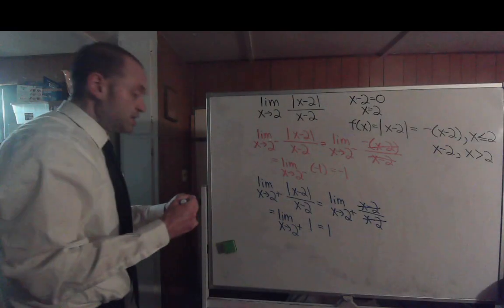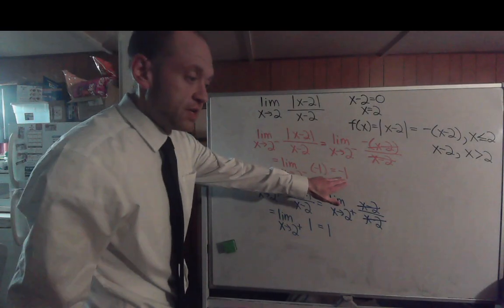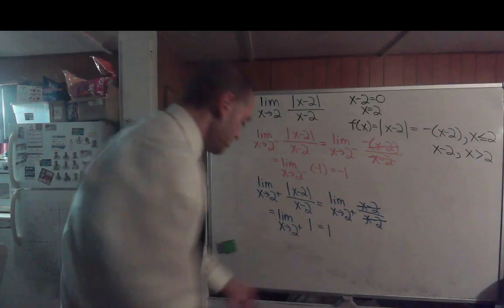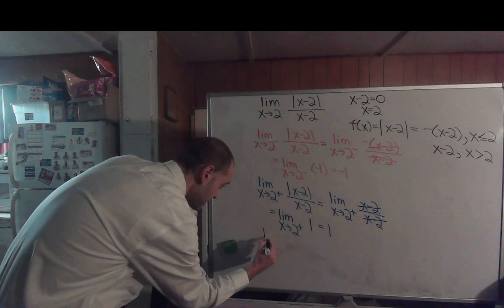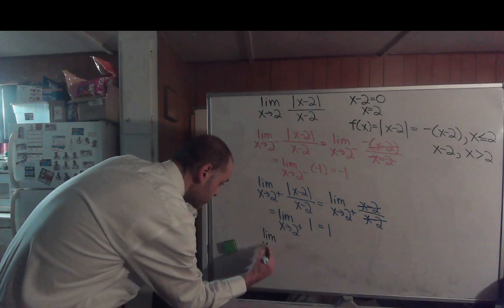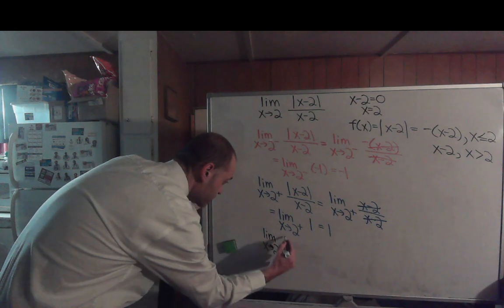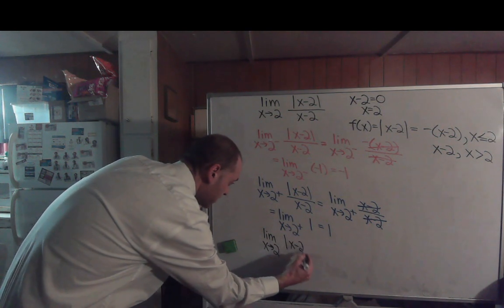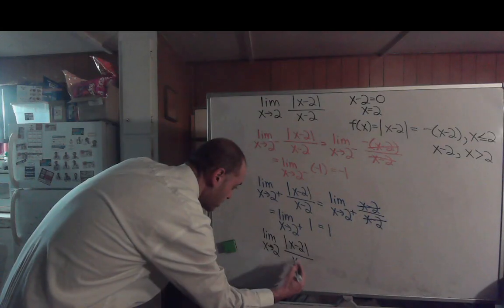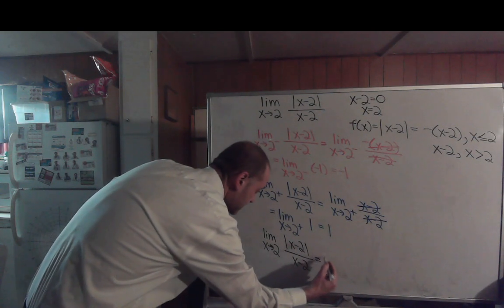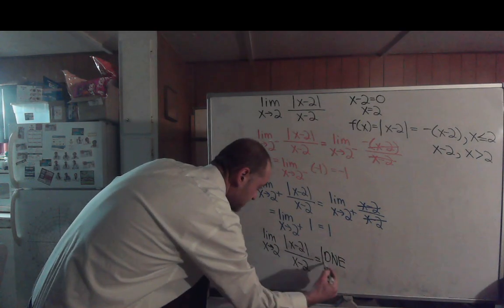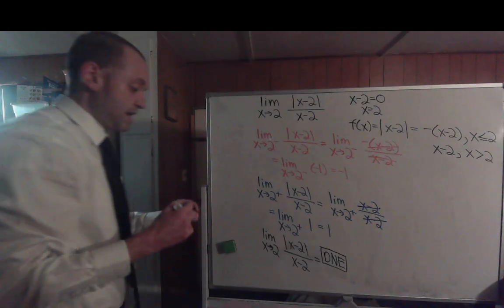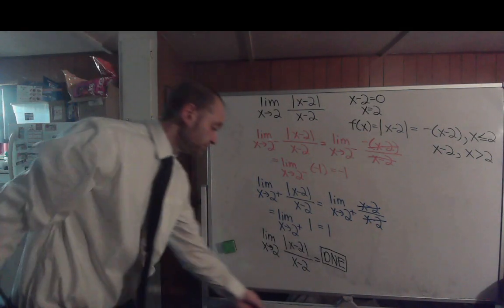So you have a left-handed limit of -1, a right-handed limit of positive 1, and since those two limits don't match, that means the general limit of this function as x approaches 2 of the absolute value of x minus 2 over x minus 2 does not exist. The limit will simply not exist because the left-handed limit does not match the right-handed limit.